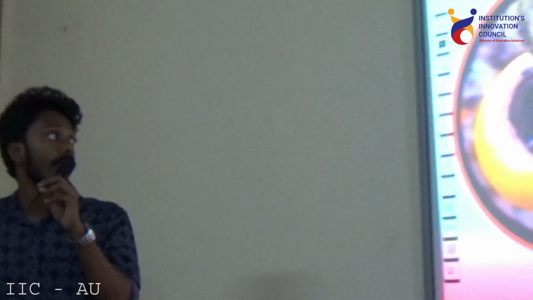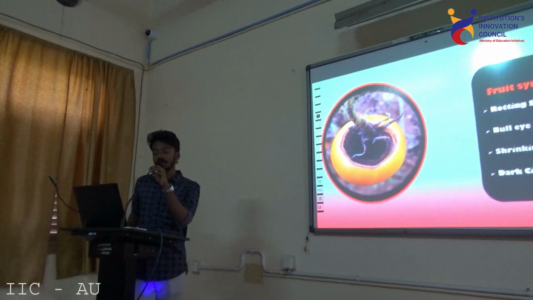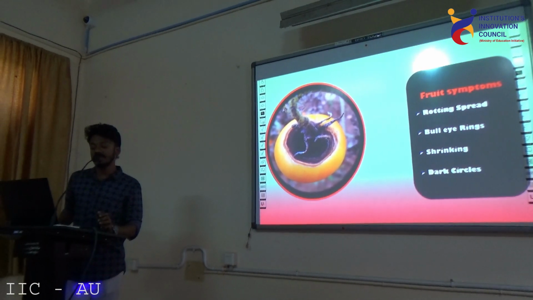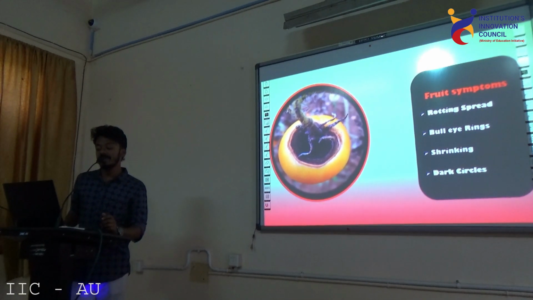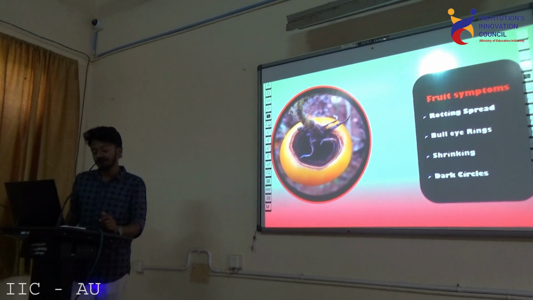This is the fruit symptom, which is initiated in the tomato fruit due to the fungus Alternaria. The fruit symptoms include rotting, which spreads, and the bull's eye ring spot is the typical characteristic symptom. Ultimately, it leads to dark circles and finally to the shrinkage of the fruits.